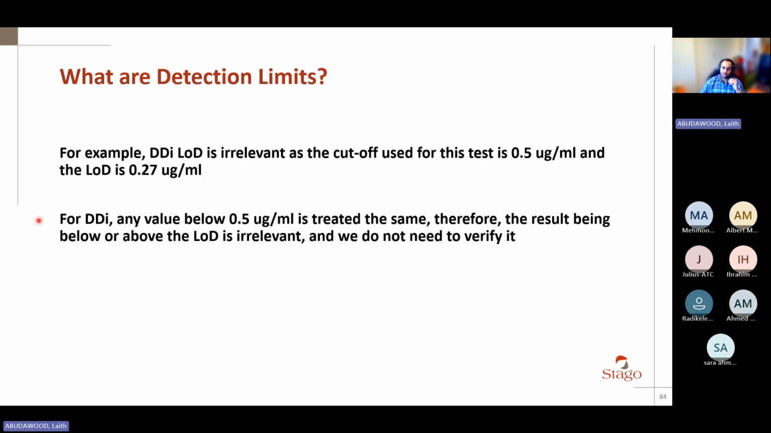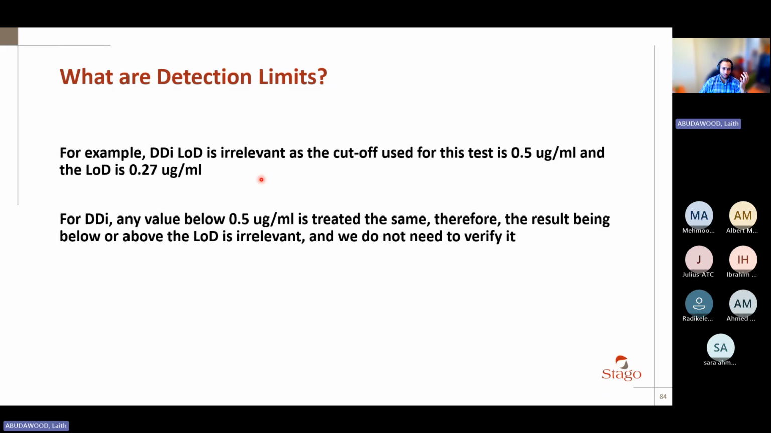So to give you a small example from our reagents, the D-dimer limit of detection is 0.27 microgram, which is the lowest point that you can report with this assay. So in this case, why is it not very relevant for us to verify limit of detection for D-dimer? Because clinically it's not relevant. What is the relevant part of the D-dimer assay? The 0.5 microgram per ml cutoff. So this is all I care about.